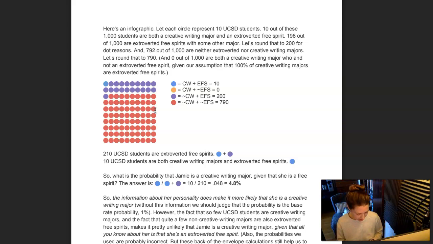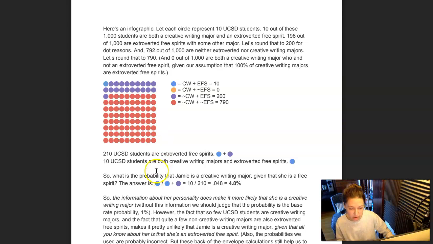The next question we need to ask is, well, what about all of the non-creative writing majors? How many of them fit this extroverted free spirit type? And let's just assume that it's much, much lower. If 100% of creative writing majors are, what percent should we say for the non-creative writing? Let's say 20%. That's fairly low, just 20% of the general population of students who are not creative writing majors also fit this description. And then finally, important, we need our base rate. How many students are creative writing majors? What percentage? Let's say 1% of UCSD students are creative writing majors.